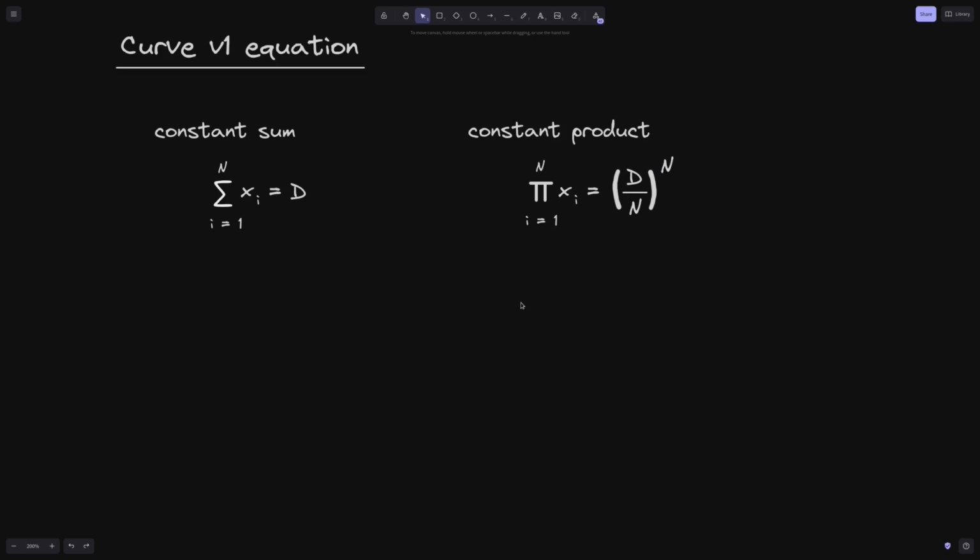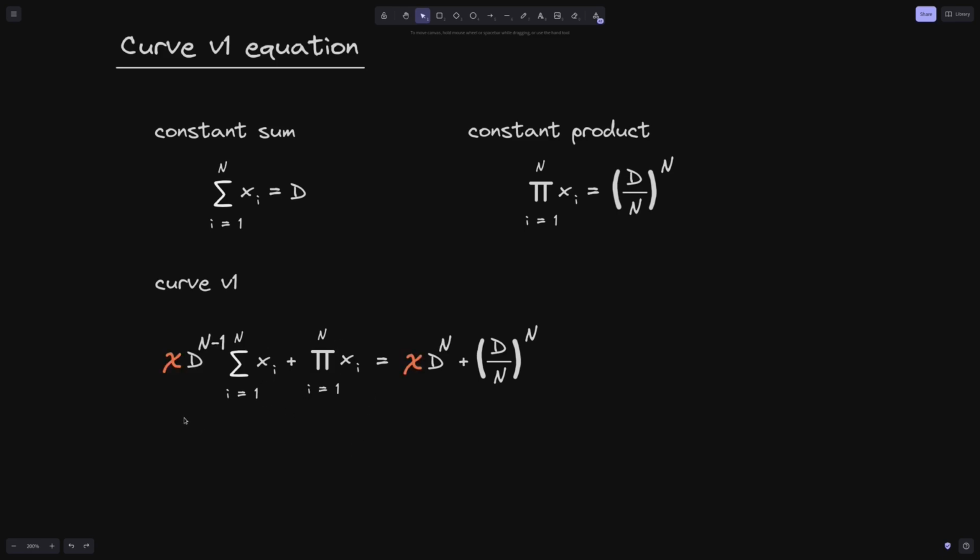And we also have the constant product: multiply all of the token balances from i equals 1 to i equals n. And again, for 2 tokens, this will be x times y equals (d/2) raised to the 2. And then we have the Curve V1 equation, which is a composition of the constant sum and the constant product. Furthermore, the constant sum part of this equation is multiplied by this symbol called chi, and then multiplied by d to the n minus 1.